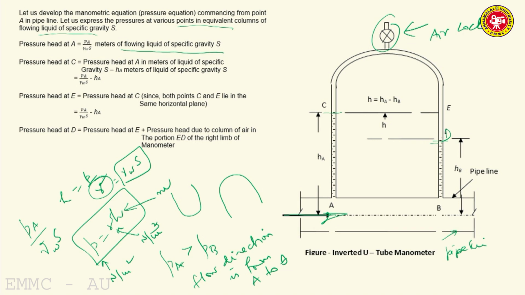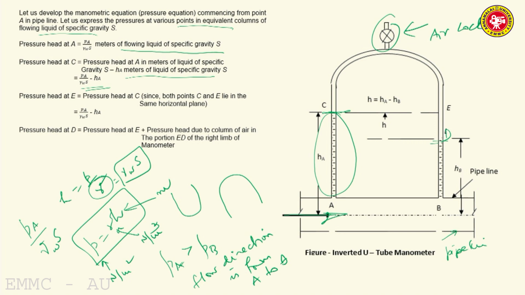Then we go to C. C is another point which marks the surface of liquid in the left limb. So what is pressure here at C? So from A you are going up. When you are going up in elevation, the pressure decreases, at the constant rate of specific weight of the liquid of specific gravity S here. So pressure head at C will be pressure head at A in meters of liquid of specific gravity S minus HA meters of liquid. So HA is what? HA is only liquid of specific weight S, therefore you can simply put HA. So PA by gamma WS minus HA.